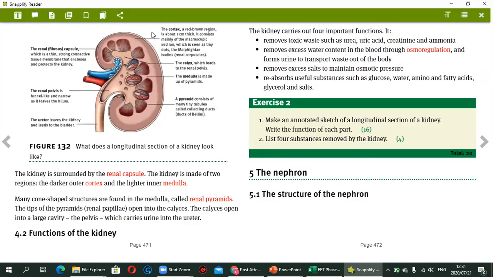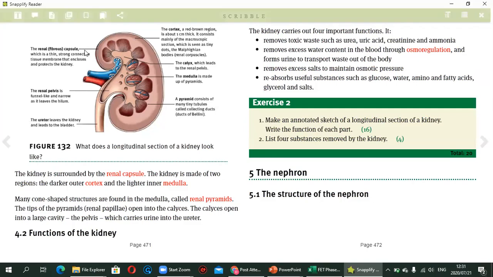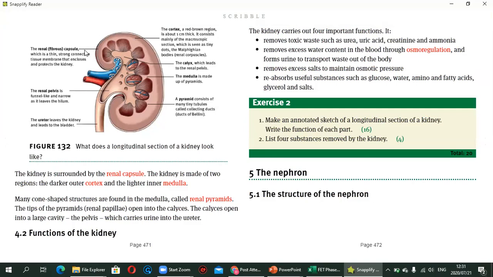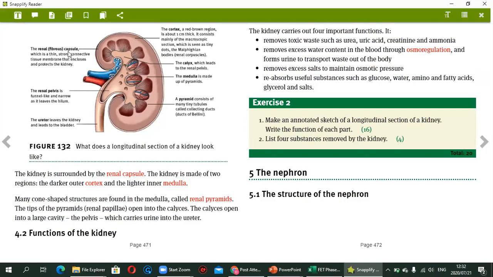So let's start at the very top there. Oh no, let's start here, the renal or the fibrous capsule. It's the capsule, the name gives it away. It's the capsule, it protects. Whenever you see structures that are capsule-like, they are there to protect. That's the main purpose. It's there to enclose and protect whatever structure. So this one is the renal capsule, meaning it is there to protect and enclose the kidney. It is a thin, strong connective tissue membrane, which encloses and protects the kidney.